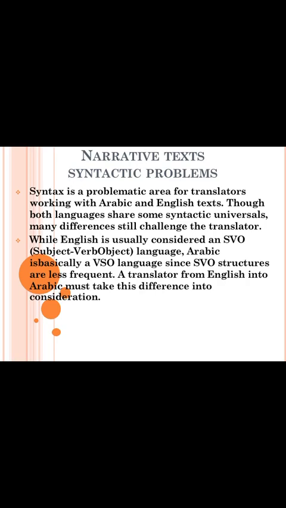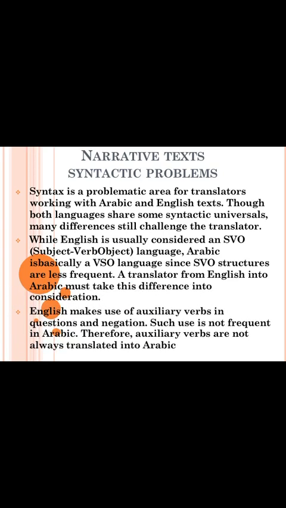The first difference is that in English we start with the subject and then the verb and then the object, while in Arabic we mainly start with the verb and then the subject and then the object. But in some specific cases we start with the subject in order just to emphasize the doer of the action, but mainly we start with the verb. Mainly in Arabic we start with the verb. This difference must be taken into consideration by the translator.